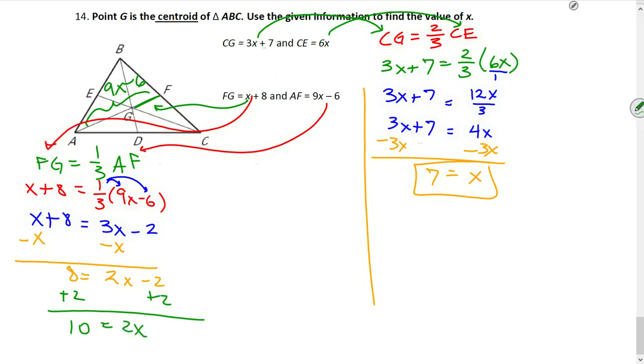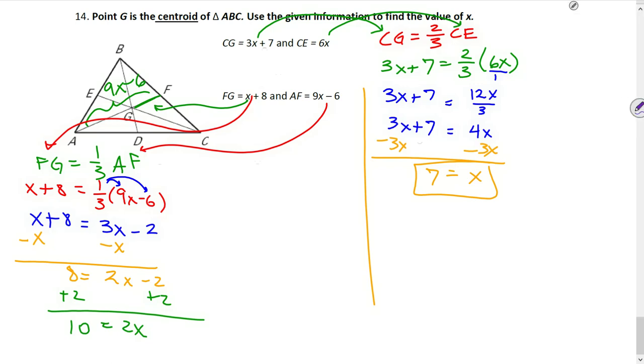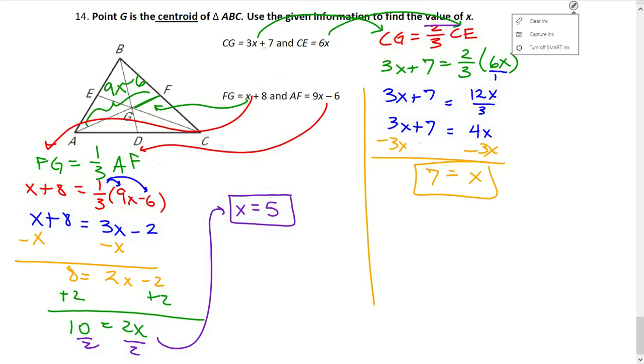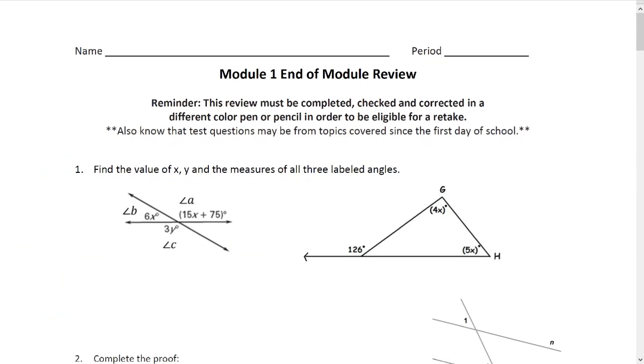I'm just so close at the bottom, I'm going to keep going at the bottom. So x is being multiplied by 2, so the opposite is to divide by 2. I divide by 2, and I get x is equal to 5. That was to find the value of x, which I did. And that's the end. So this video went over every problem on the module 1 end of module review.